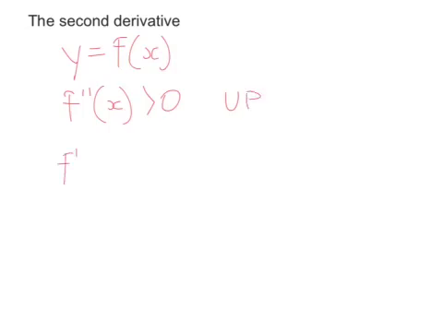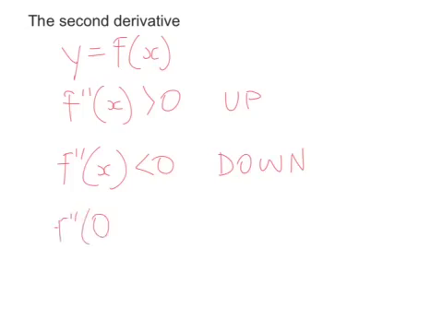If the second derivative is less than 0, if it's negative, it just means our curve is concave down for that set of values. And then if our second derivative is equal to 0, what we've got is called a point of inflection. Basically what that means is we've got a change in concavity, typically.